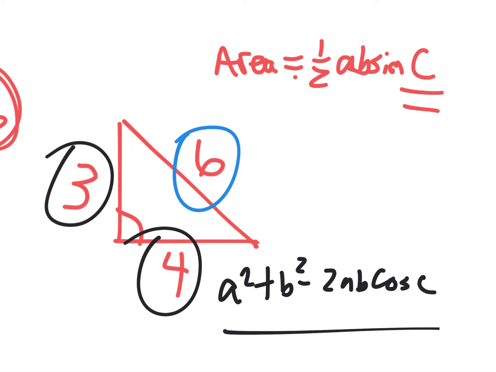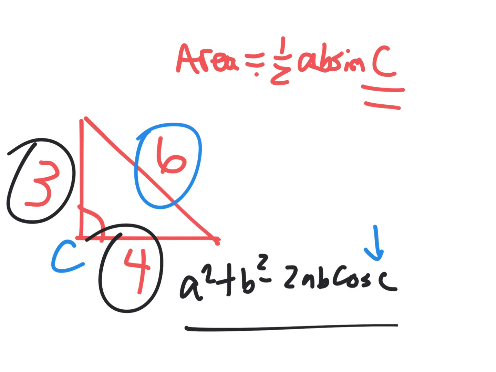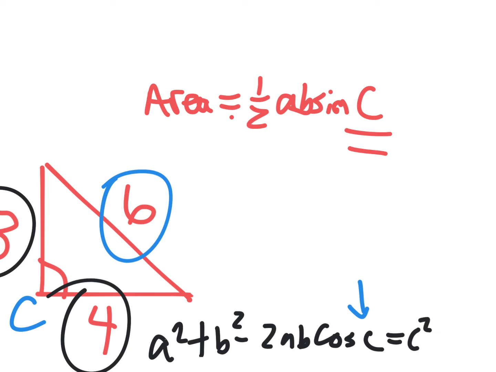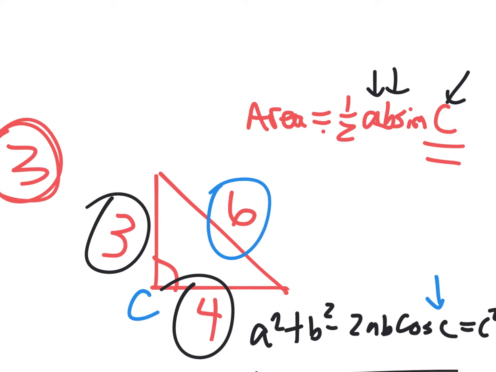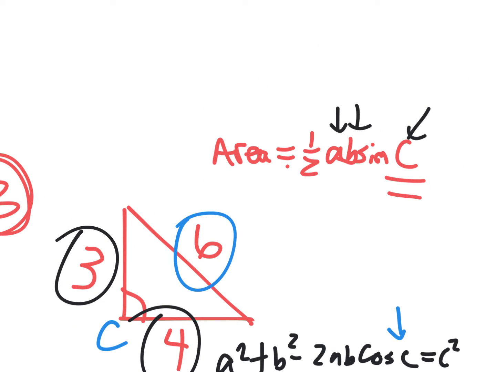I want to call this one C, which means this is C. And I could find that angle, and it wouldn't be that hard. I'd use this formula, and all of that equals C squared. That is a formula that you could solve to find angle C. Then you could use this formula, 1/2 AB sine of C, and you already know A and B. That'd be easy. You just have to find C, and you could do it. But there's a second way you could do it, and it involves the semi-perimeter.